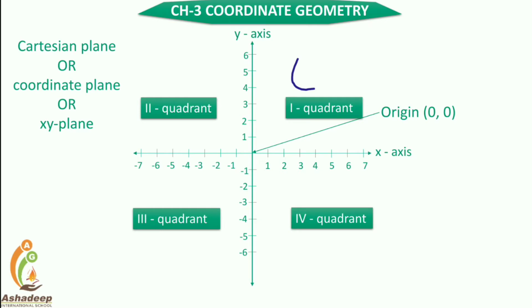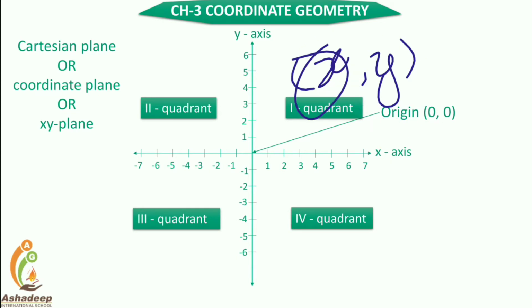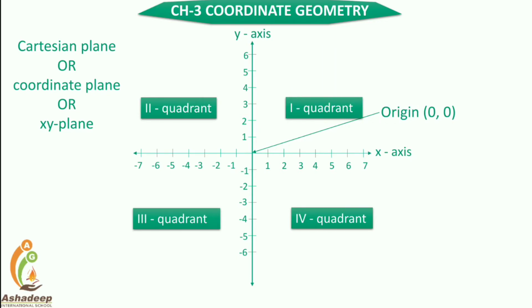Whenever we write the coordinates, first of all we have to write down the x coordinate and then the y coordinate. The x coordinate is also known as the abscissa and the y coordinate is known as the ordinate. This whole plane is called the Cartesian plane or coordinate plane or the xy plane. This is the small stuff that you have to remember because 1 mark questions might be asked from this. Okay, so let's move.